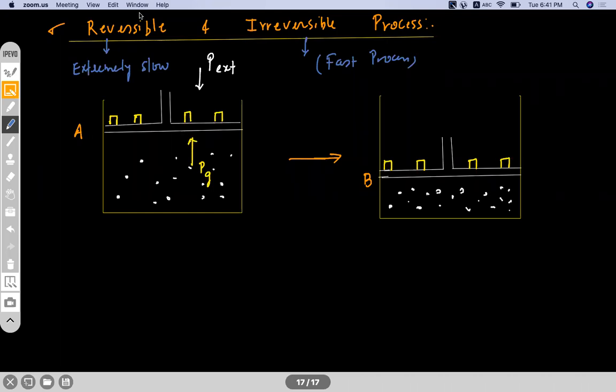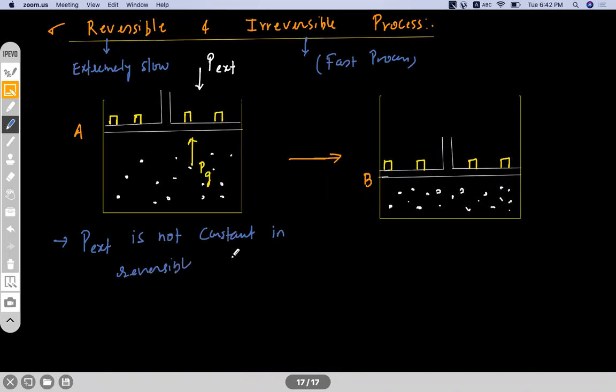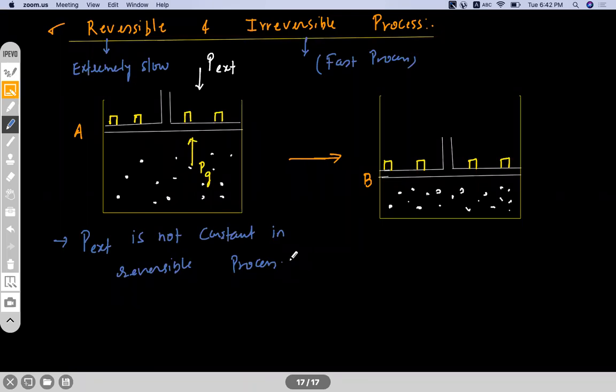Correct. Because we are adding stones. So we are increasing the external pressure in each step. Correct, guys? So that's why we say what? That in reversible process, P external is not constant. P external is not constant in reversible process. Did you get it? Very important. Any doubt in this? P external is not constant.